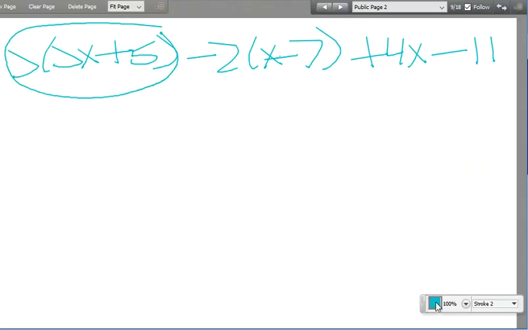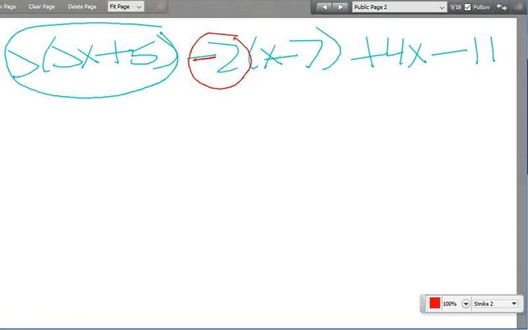Here's something I want you to be very careful of. There is a minus sign right here in front of this 2. So when we distribute this, we have to distribute this as a negative 2. That's the sign that's in front of it.